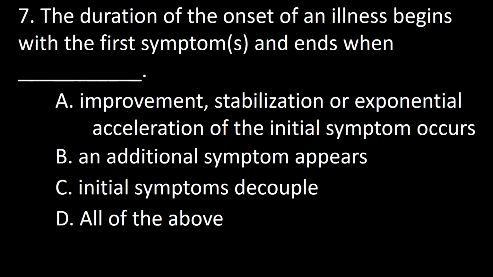Next question. The duration of the onset of an illness begins with the first symptom or symptoms and ends when dash. A. Improvement, stabilization, or exponential acceleration of the initial symptom occurs. B. An additional symptom appears. C. Initial symptoms decouple. D. All of the above.